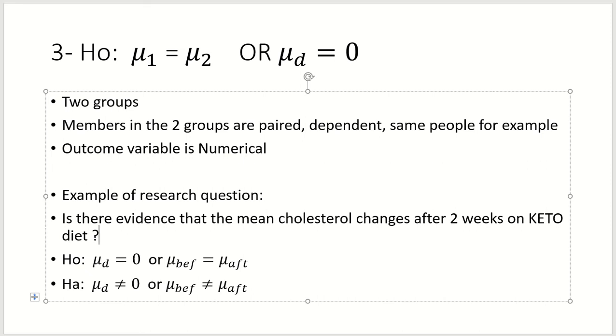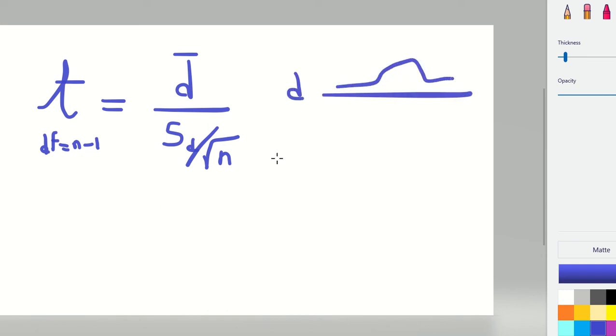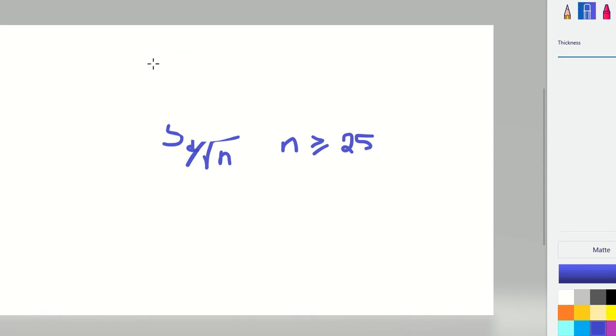Now, let's go to the test we use in this scenario. The test we used in that scenario was the paired t-test, which had the following form: d bar over the standard deviation of the differences divided by square root of n, and the degrees of freedom was n minus 1. And the requirement for this to work was either the differences had a normal distribution, or the number of pairs was greater than or equal to 25, so that the central limit theorem applies. Okay, let's move along.